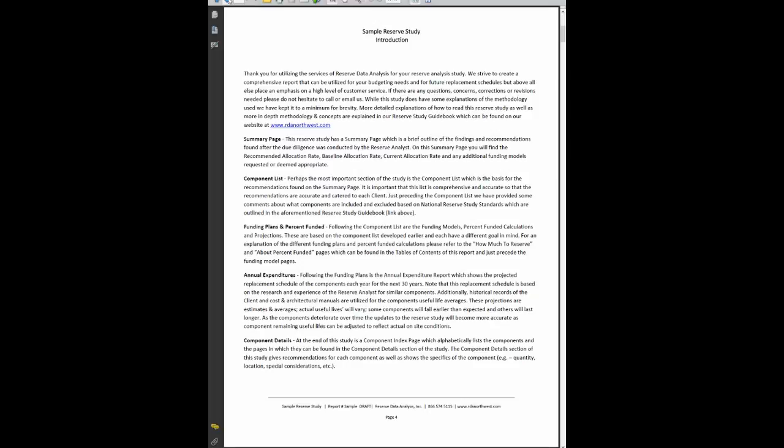Next is just the introduction page. Again, pretty straightforward, just summarizes some of the information. And on your reserve study, this will probably be slightly different. These are kind of catered to each client, and I constantly am updating this page of the study to make it a little easier for a reader to understand what's going on and what we're trying to accomplish.